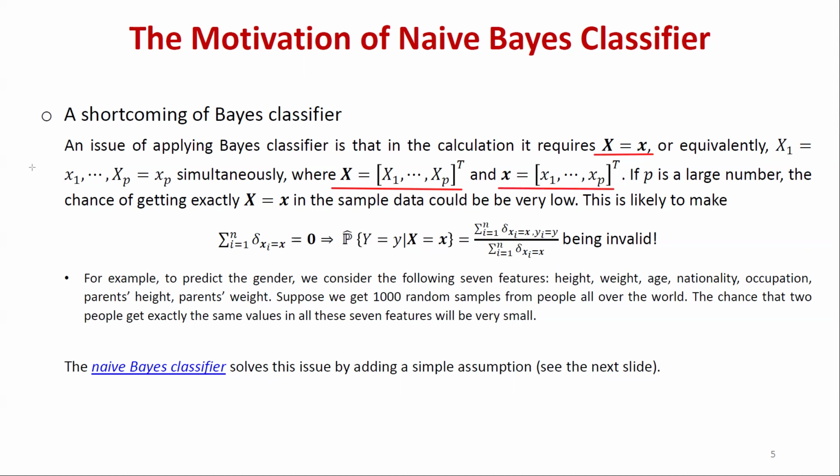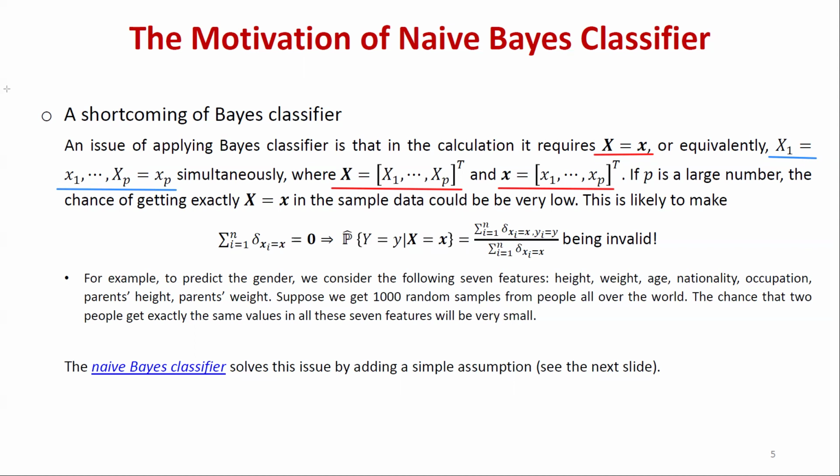This means I do require big x1 equal to small x1, big x2 equal to small x2, until big xp equal to small xp. Hey guys, think about it, how difficult it is. You cannot say almost, you need all of them simultaneously equal. You see what I mean? What if p is a big number? What is the chance for you to get among your training data everything exactly the same? It's very difficult, trust me.